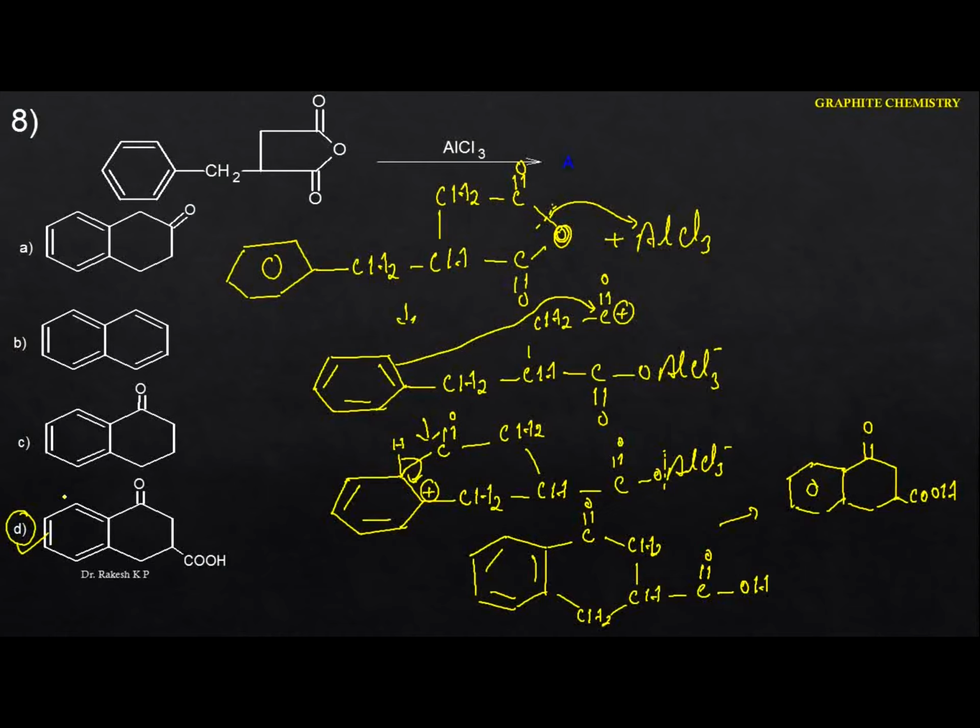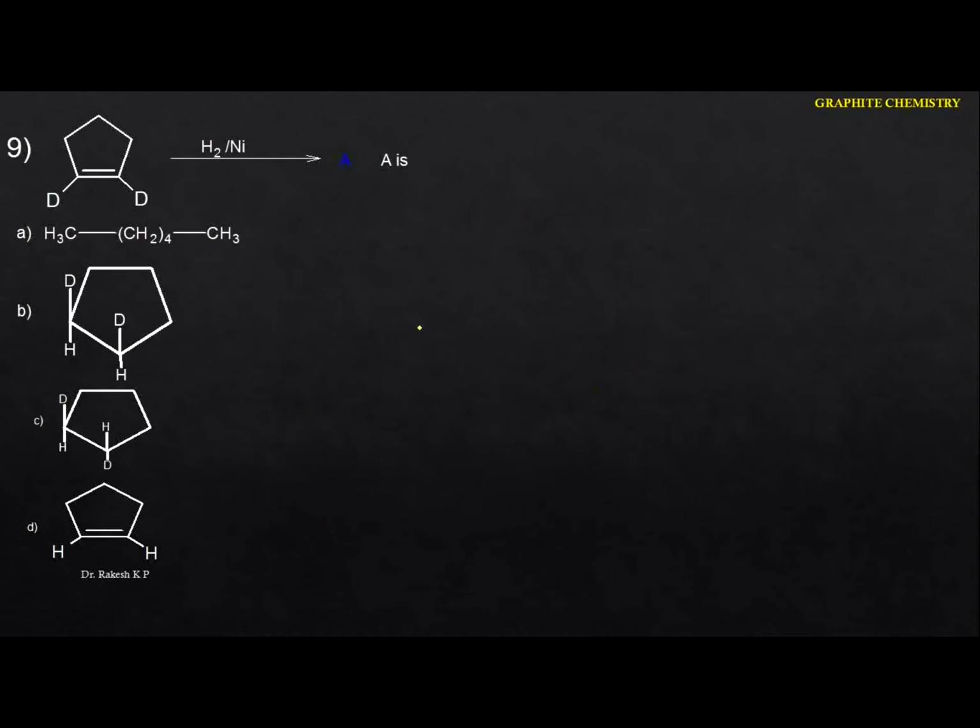Okay, so next one. Now see the ninth question here. Here they given the cycloalkenes. They undergo catalytic hydrogenation here. Now just identify this one here. So in the particular cycloalkene, they're given deuterium. Okay, I'm going to write it in this form here.